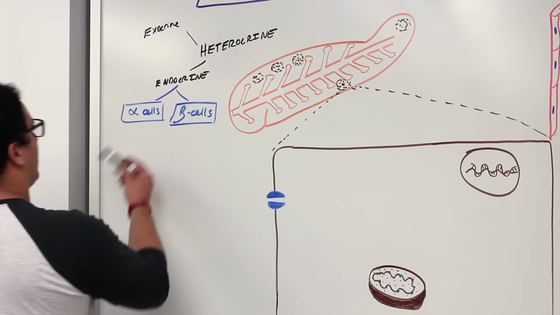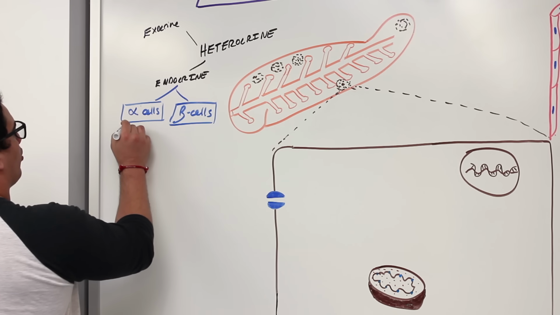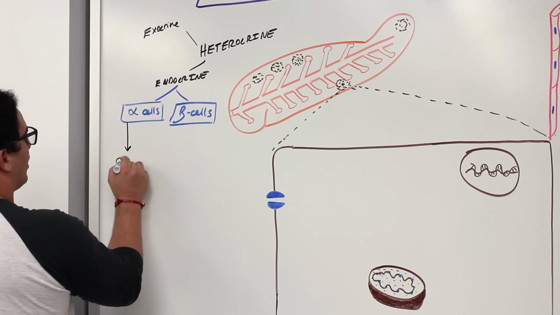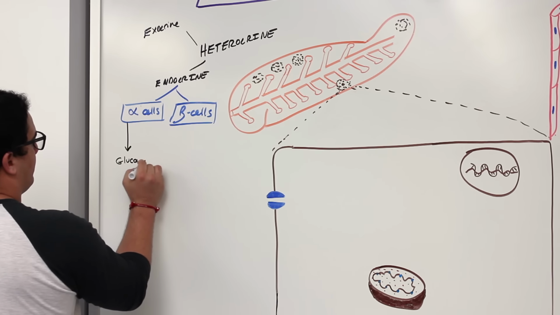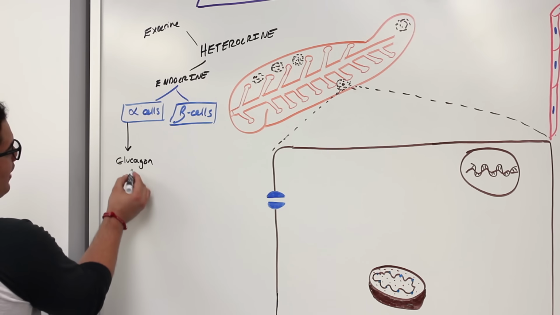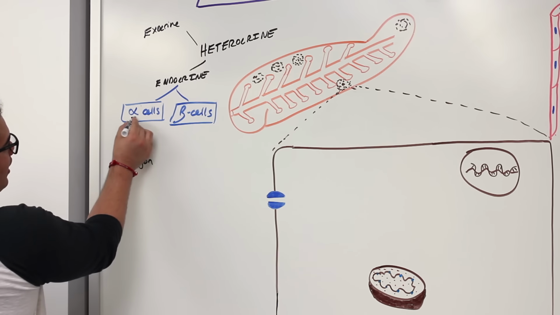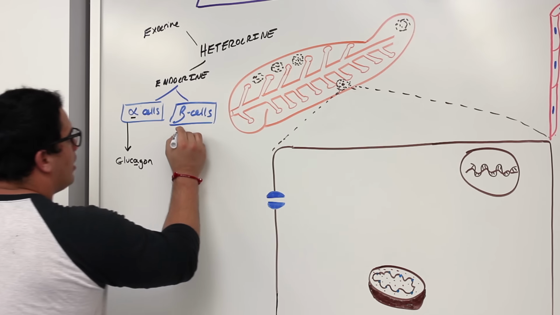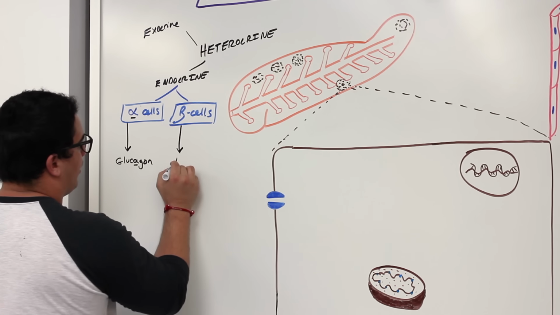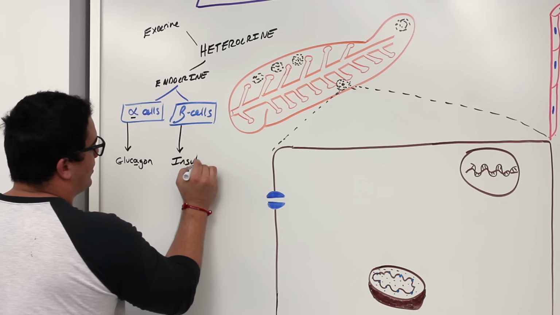Now the alpha cells are responsible for secreting a hormone referred to as glucagon. You can remember that because there's an A in glucagon and there's an A in alpha. The beta cells are responsible for secreting insulin.